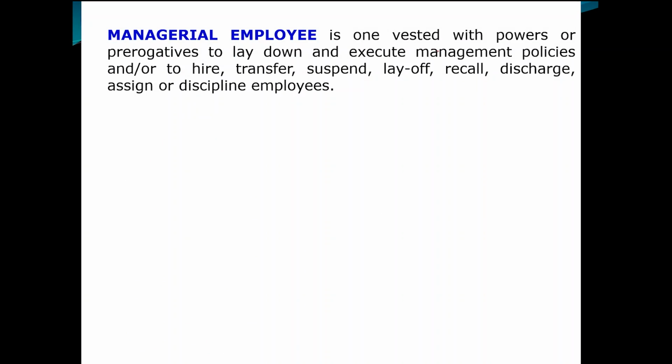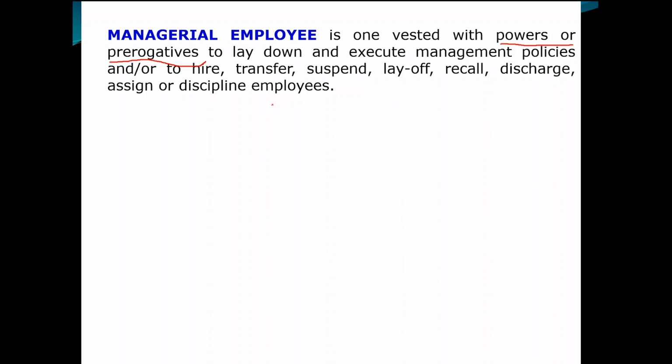One who is vested with powers or prerogatives. Powers or prerogatives. Pwedeng mag-render ng decision to lay down and execute management policies. Magbigay ng policy ng management. Saka mag-execute and or to hire, transfer, suspend, lay off, recall, discharge, assign, or discipline employees.